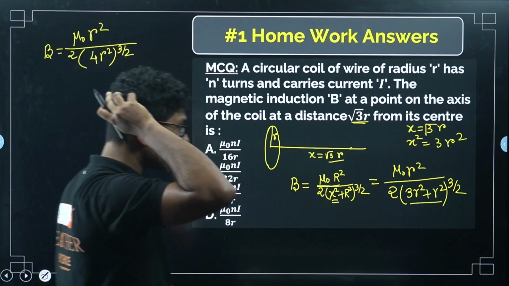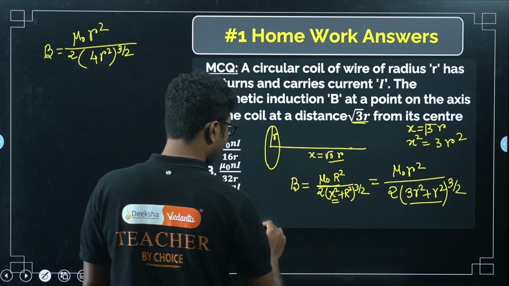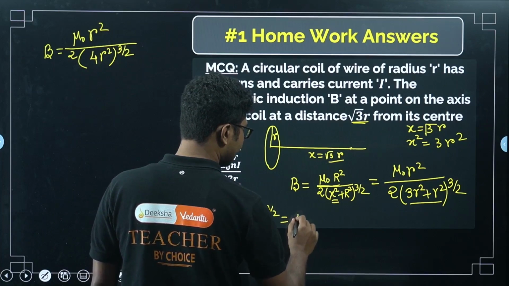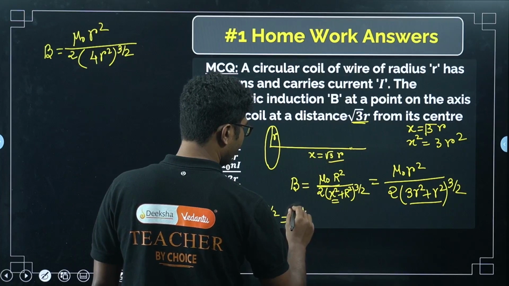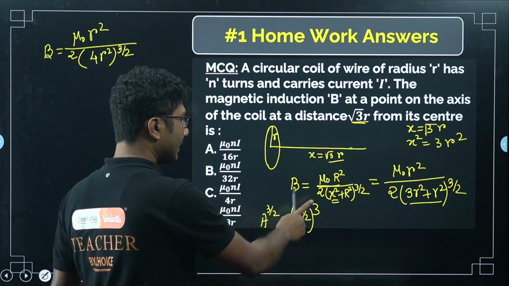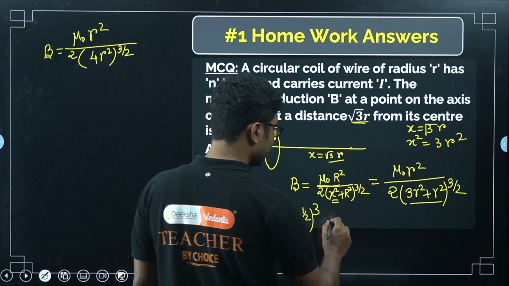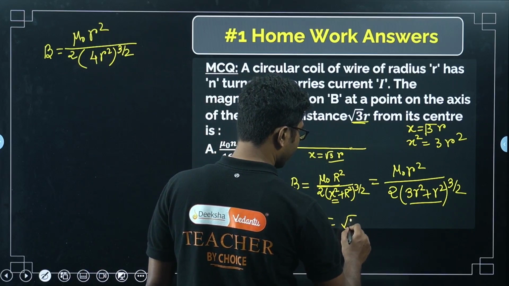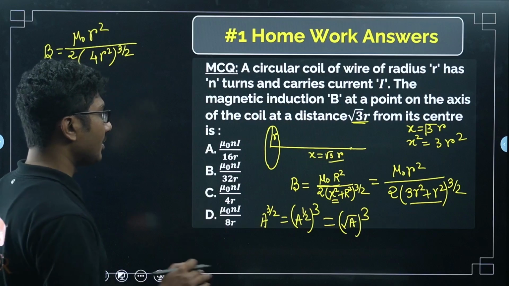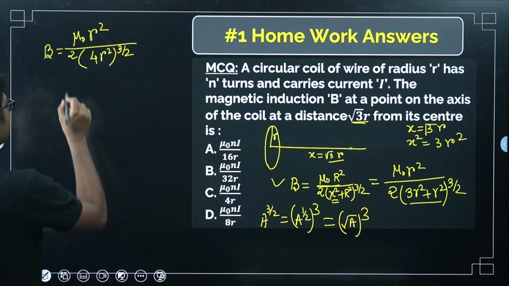Now what is the meaning of 3 by 2? Suppose I have a to the power 3 by 2. I can write this as a to the power half, to the power cube, right? Indices multiply, so I can write them like this. Now what is the meaning of to the power half? To the power half means nothing but square root, right? This is the main thing in this problem. Only thing you need to remember is the formula, nothing else.